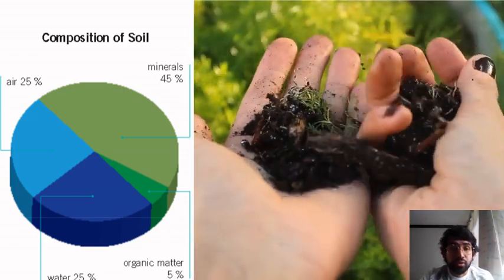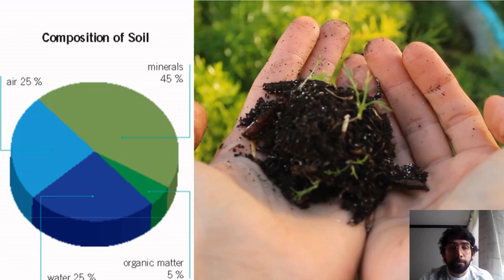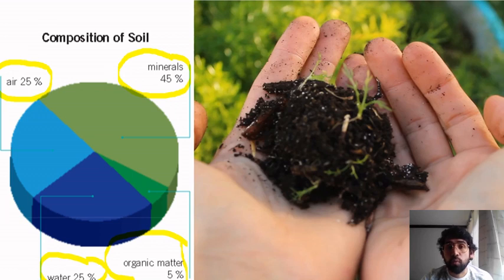As you can see here on the left hand side, we can see this chart that is showing us the composition of soil. And soil is made 25% of air, 45% of the soil is made of minerals, and 5% of it is made of organic matter, and the last 25% is made of water.